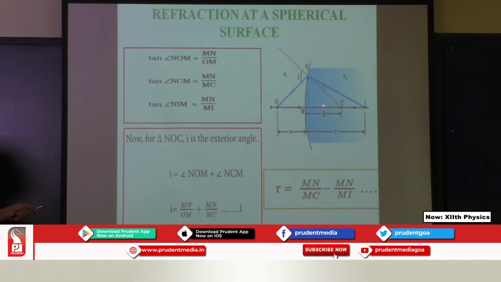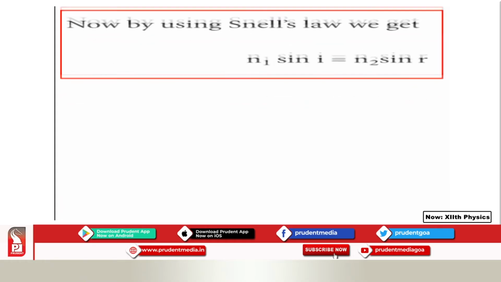For NIC, this angle NCM becomes an exterior angle, which will be the sum of this R plus NIM. So, you just need to do a slight mathematical steps, and ultimately R, that is the angle of refraction, you get it as MN upon MC minus MN upon MI. So, I have got here angle I, I have got here angle R. So, let us substitute them in the Snell's law.